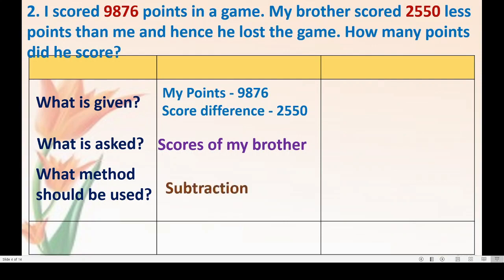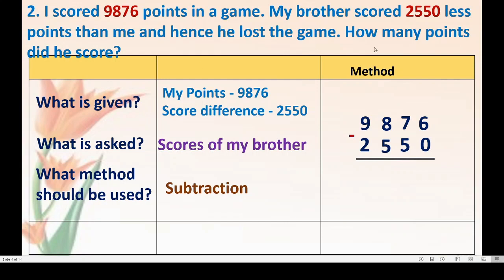You are right. Now we will proceed to method. We have to minus one number from the other one. That is my points. They are more, correct? So we will write first 9876 minus 2550, isn't it? When we minus the difference scores between me and my brother, then I will get the scores of my brother, isn't it?